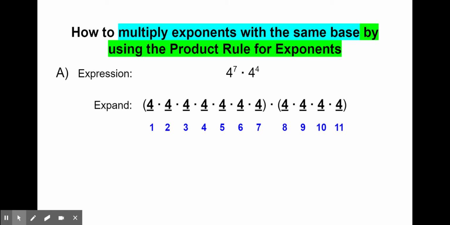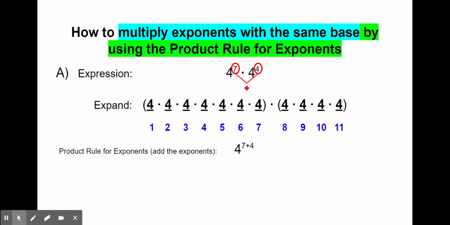And now if you pay attention to that first set of 4s, we have 7 of them. And that second set of 4s, we have 4 of them. So why don't we just take the exponents, 7 and 4, and just add those together? Well, if we did that, we'd get the same 11 that we're getting here.